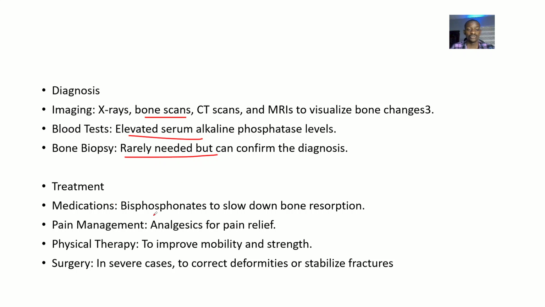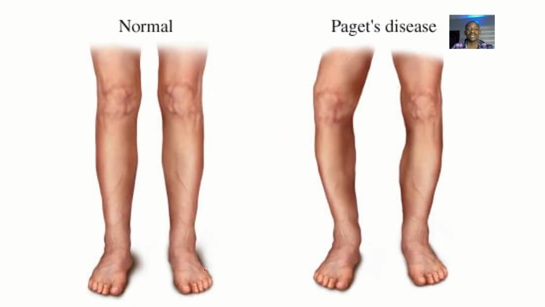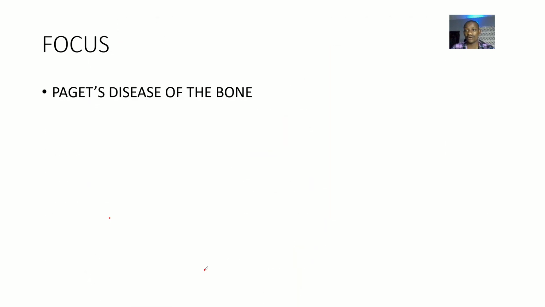So treatments, you give bisphosphonates to slow down the bone resorption. Pain management, where you're giving analgesics for pain relief. Physical therapy is just to improve mobility and strength. Surgery, you're doing this in severe cases to correct deformities or stabilize the fracture. Okay, so that's it for Paget's disease of the bone.